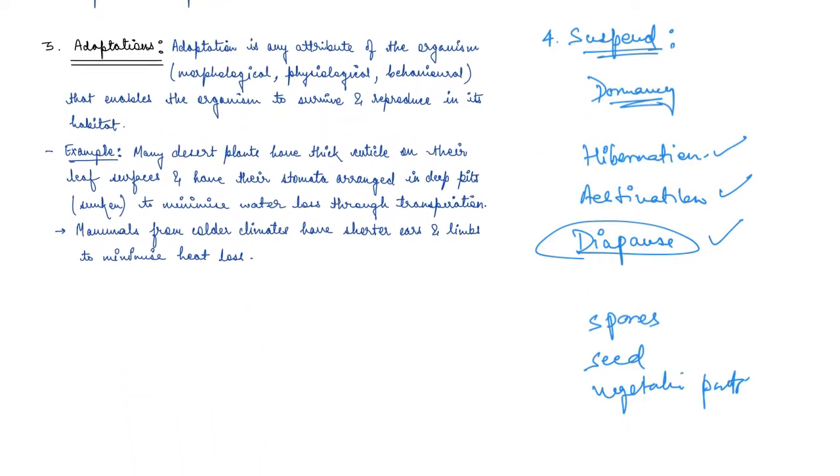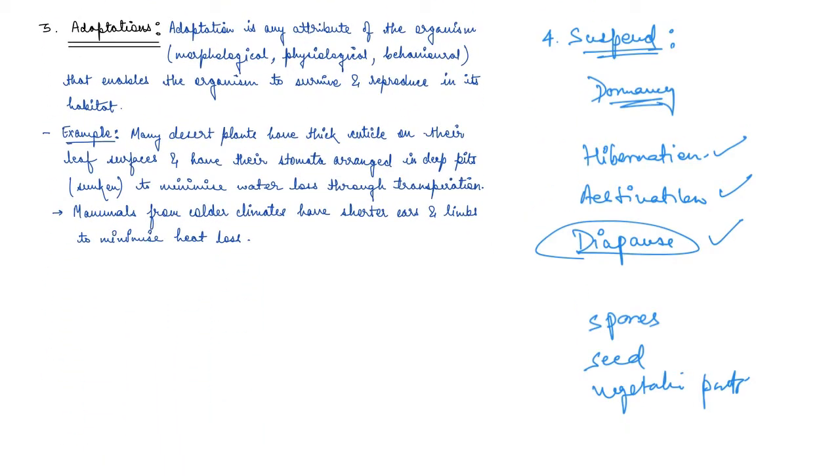So adaptation basically, guys, is an attribute of the organism, right, which can be morphological, physiological, or behavioral. So adaptation enables the organism to survive and reproduce in its habitat, right? So when we consider the various alternatives available to organisms for coping with extreme environments, we have seen that they respond through their physiological adjustments, right? They also do it behaviorally. How? They migrate temporarily to a less stressful habitat, right?